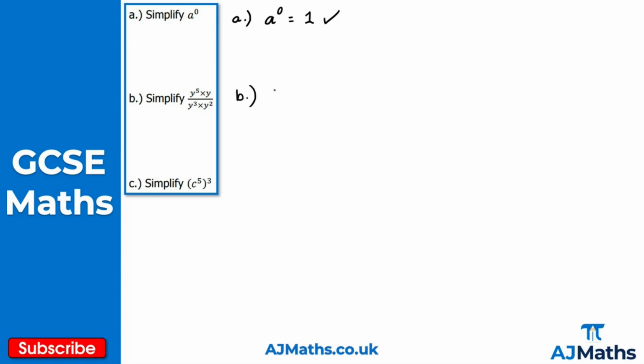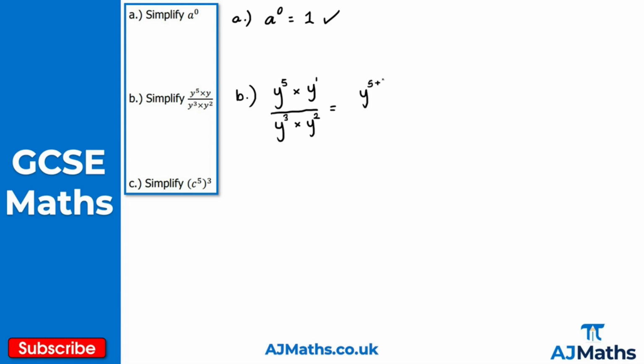We're asked to simplify y to the power of 5 times y, all over y cubed times y squared. We start with the numerator: y to the power of 5 times y. We don't write it, but this y has a little power of 1. Because they share the same base, we simply add the powers. In that case, I'm going to get y to the power of 5 plus 1.